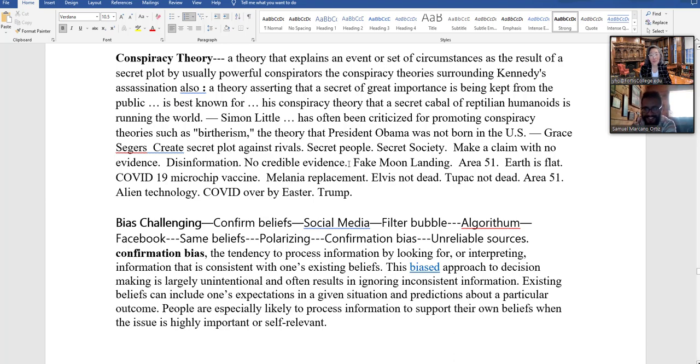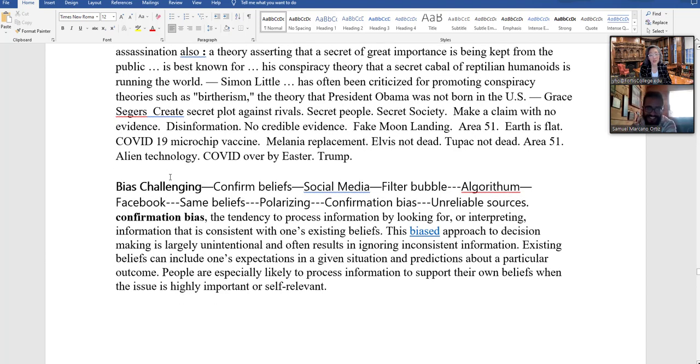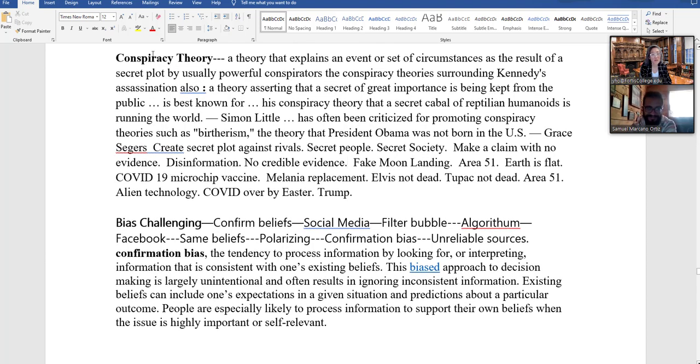What about fake moon landing? There's also, I've been seeing a lot of that recently. Makes me laugh too. The Earth is flat. And if you take the vaccine, they're putting a microchip into you. Alien technology. So all of these are conspiracy theories because you're making a claim with no credible evidence.